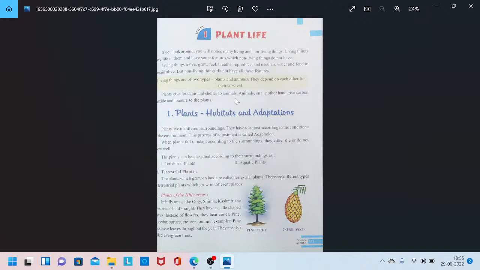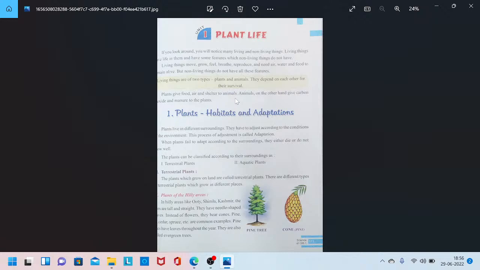Okay children, the plants can be classified according to their surroundings. Plants are classified into two: terrestrial plants and aquatic plants. What are terrestrial plants? The plants which grow on land are called terrestrial plants. There are different types of terrestrial plants which grow in different places.